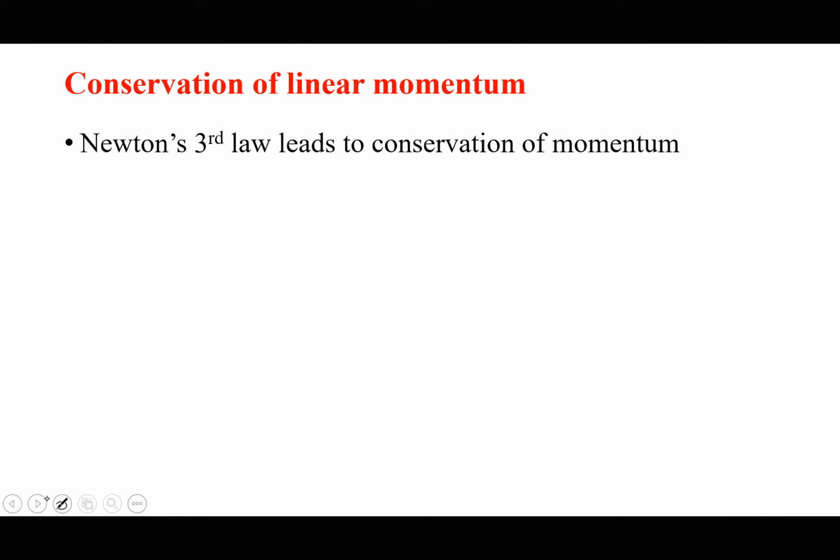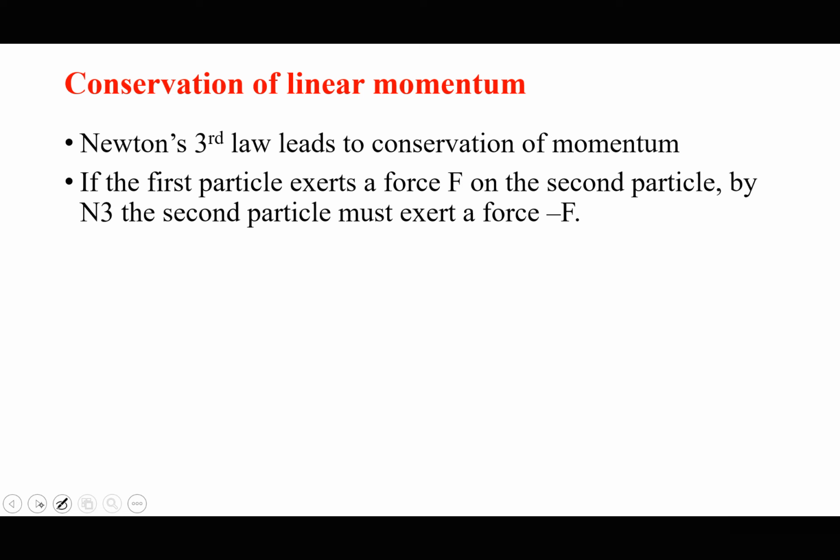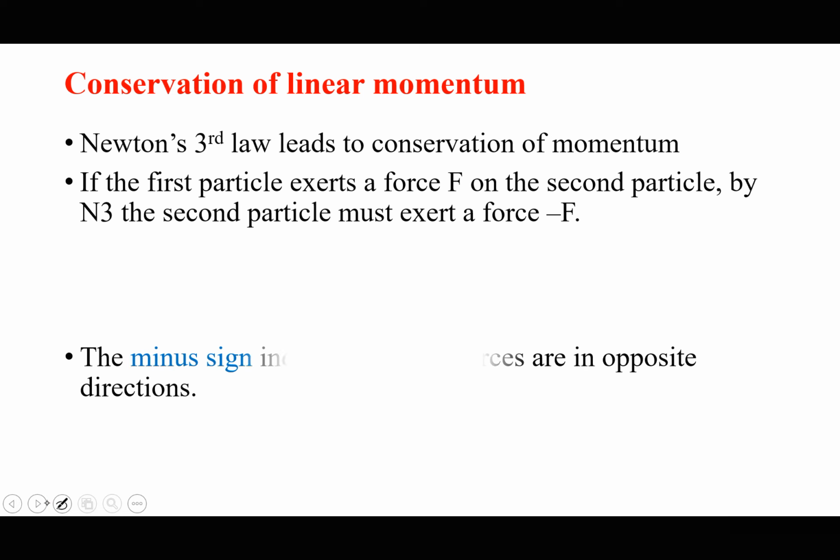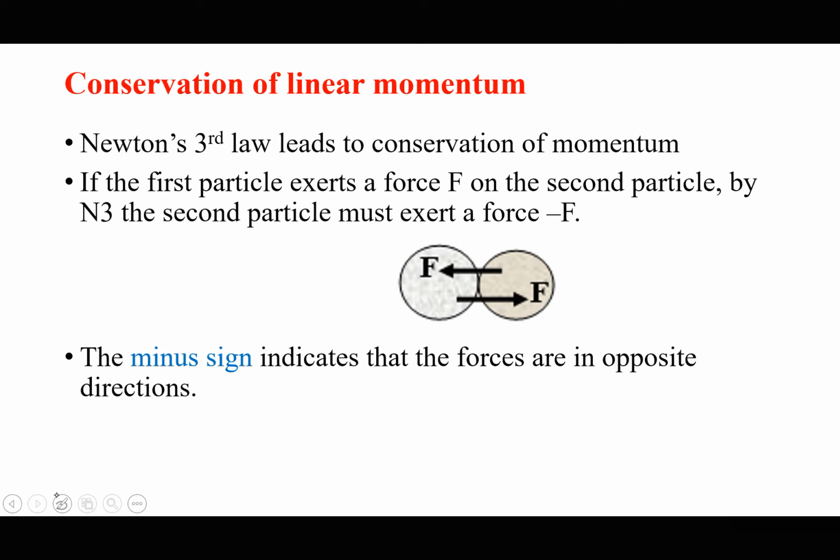This was if there was no resultant force acting on the system. And such a system on which no resultant force is acting, we shall later on call an isolated system. So if the first particle exerts a force on the second particle, by Newton's third law, the second particle must exert a force, negative F, that is equal but opposite. And the minus sign indicates that the forces are in opposite directions. That is in accordance to Newton's third law.